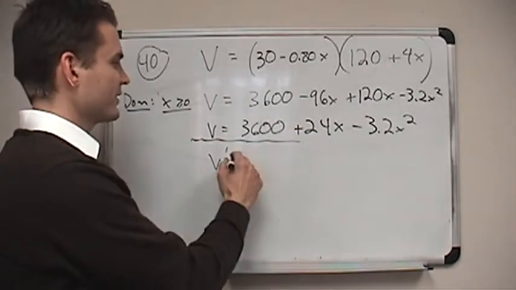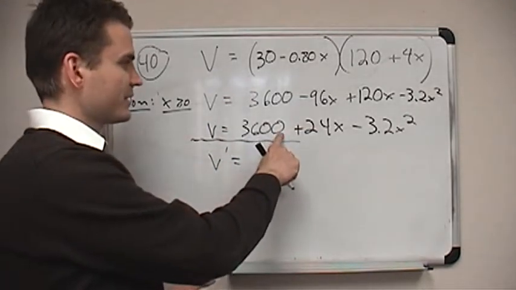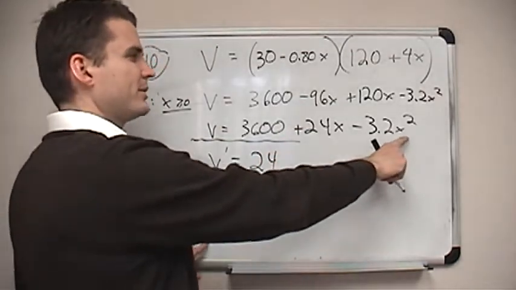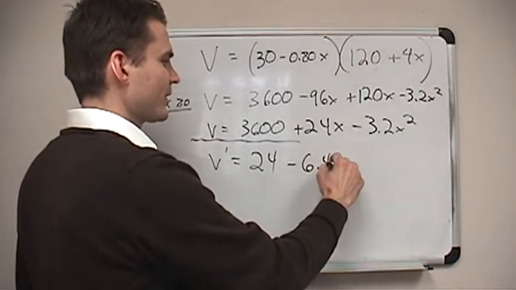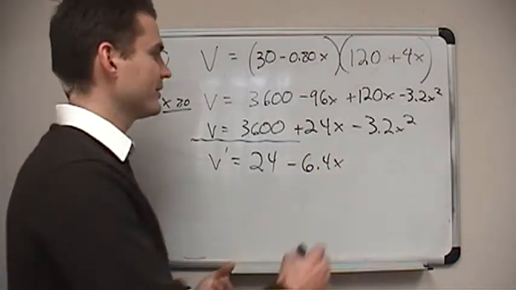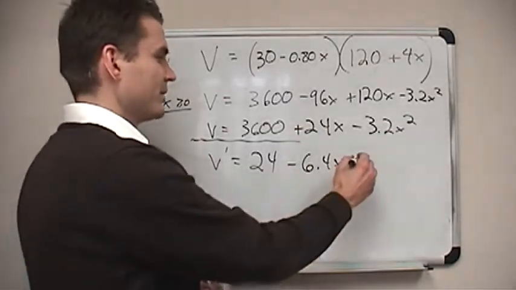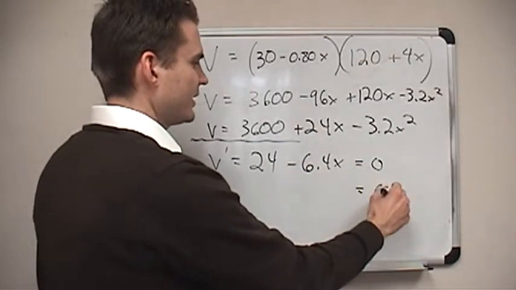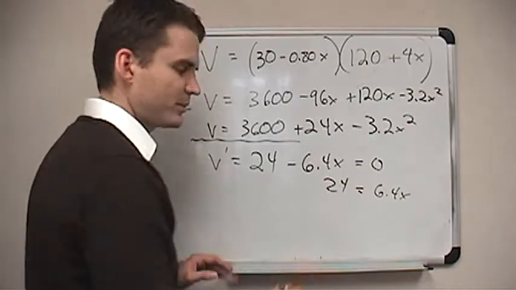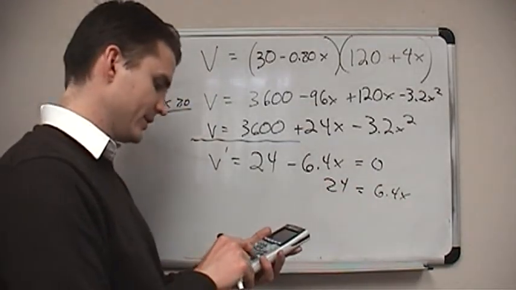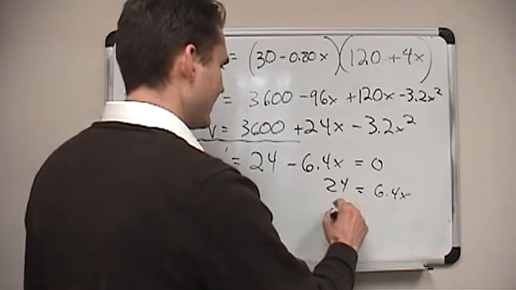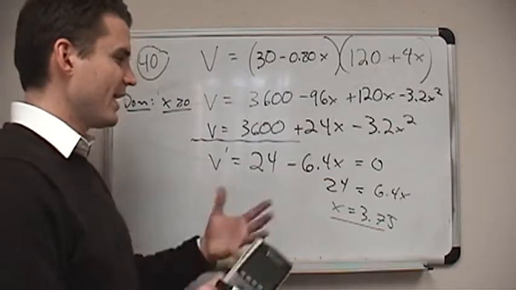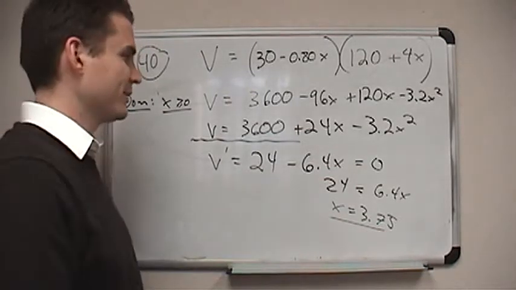What is the derivative of this function? Well, the derivative of 3600 is 0. The derivative of 24x is 24. And the derivative of negative 3.2x squared is going to be negative 6.4x. Okay, we've got our derivative. It's never undefined, but it will be equal to 0 for the right value of x. So if we add this term over, we get 6.4x equals 24, and so we divide and get x equals 3.75. Okay, so it is possible that this value will be maximized 3.75 weeks into the future.